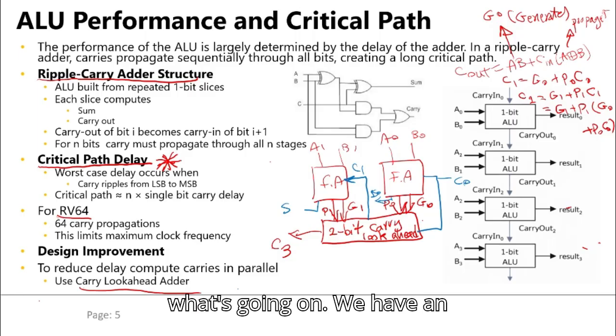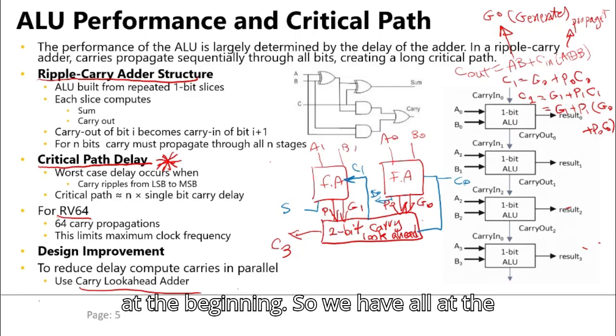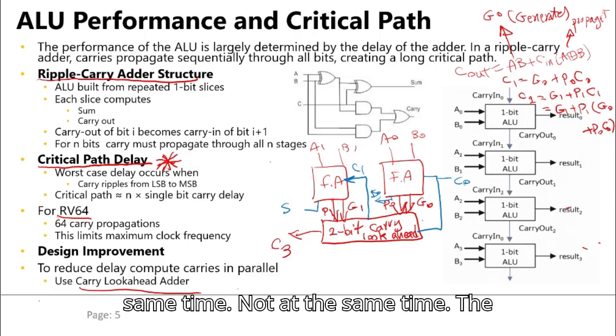We have an extra 2-bit carry look ahead circuit that this part is making. It gets C0 and creates C1, C2, whatever we want. Here we just want C1. Create that and make that ready, always ready, because C0 is always ready at the beginning. So we have all at the same time.